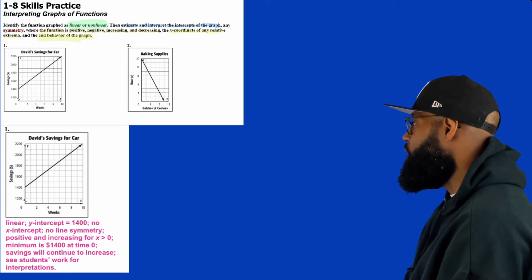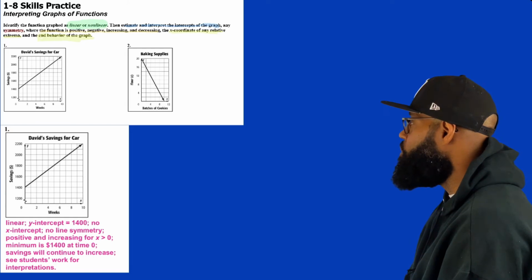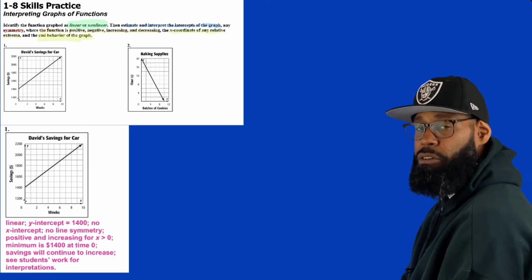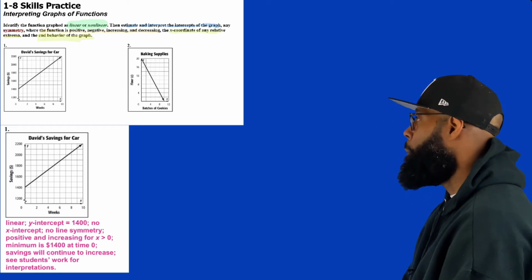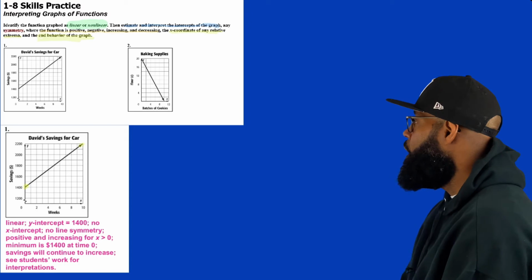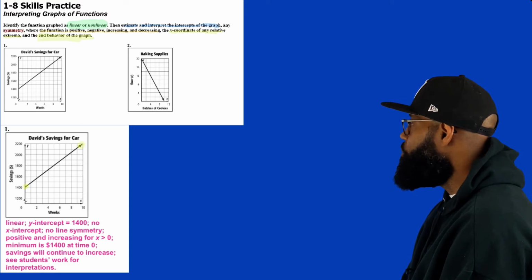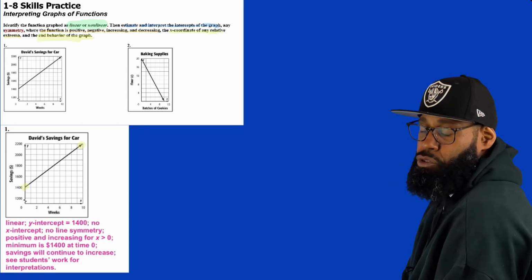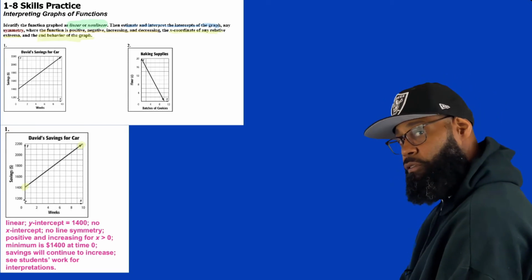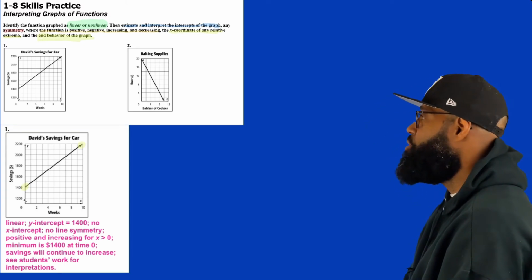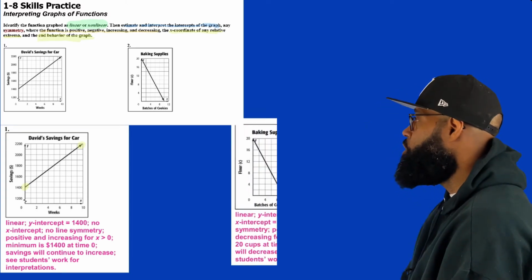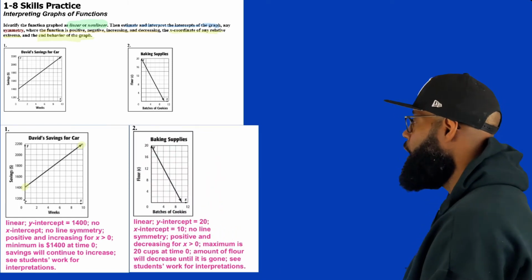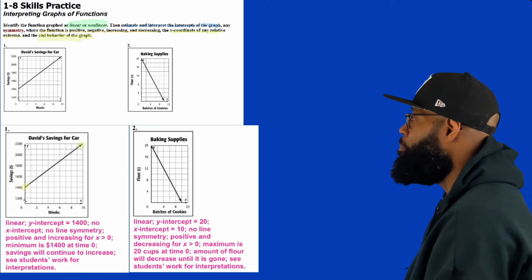So at the end of this function, at the end of the graph, what do we see? Well, we see 2,200 and we see 10 weeks. So after 10 weeks, $2,200 is how much he should have saved up for his car. So we're interpreting the graphs, right? And there it is, highlighted, 2,200 in behavior. And extrema too. So the extremes could be, 2,200 is extreme, like far out, right? Or the 1,400 is what he started with. But 1,400 is also known as your y-intercept because that's where it crosses the y-axis. All right, looking at the second one, what's going on here? I see a title of baking supplies.